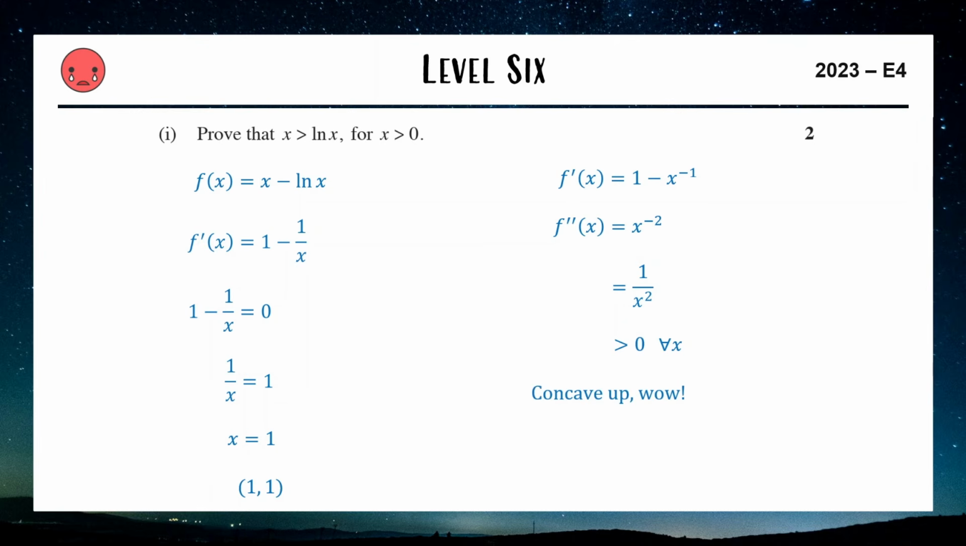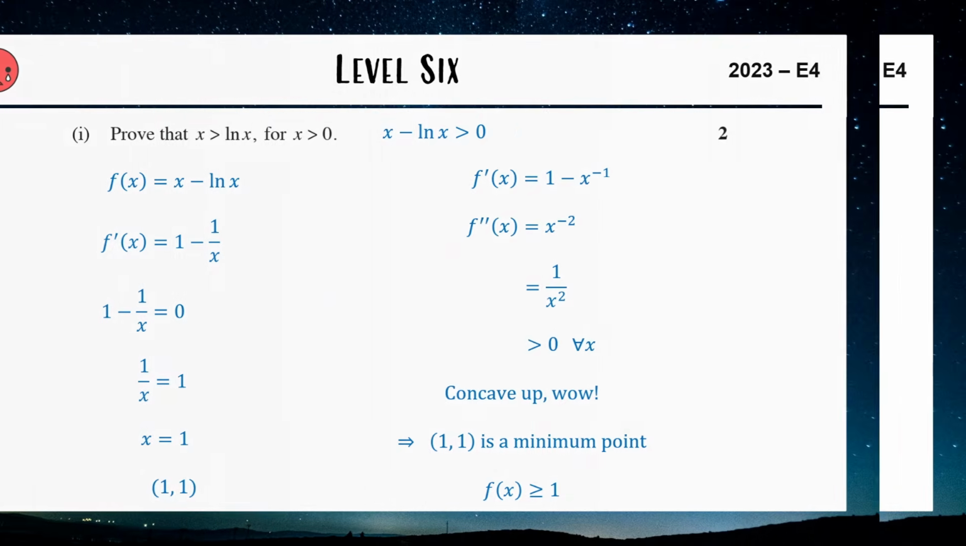All right, so if we're always concave up, our minimum value is 1 for the y value of our turning point, and therefore this function, x minus log x, is always greater than or equal to 1, which means it's definitely greater than 0. So our function is greater than or equal to 1, which means that x minus log x is always positive, and there's the first part done for 2 marks. Okay, let's see how that is useful in part 2.